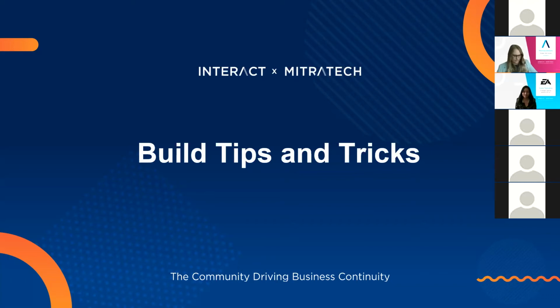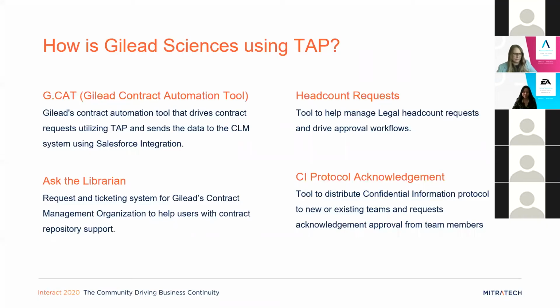And along the way, we've learned a lot of tips and cool tricks and things like that. And I kind of want to share some top tips and tricks today. But before we get into that, just kind of how is Gilead Sciences using TAP? One of the biggest things that we use it for is contract automation. We actually call it GCAT. We also use it for a wide range of other intake type of requests, such as headcount requests, ask the librarian. This is mainly for if users have questions for the contract repository. Then we even have it for kind of a protocol distribution to teams where they will come back and acknowledge.